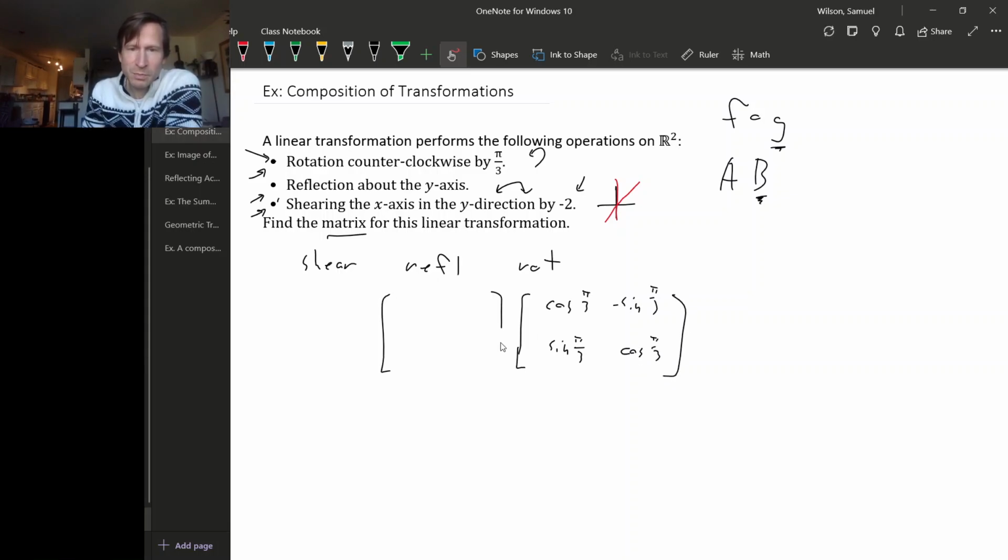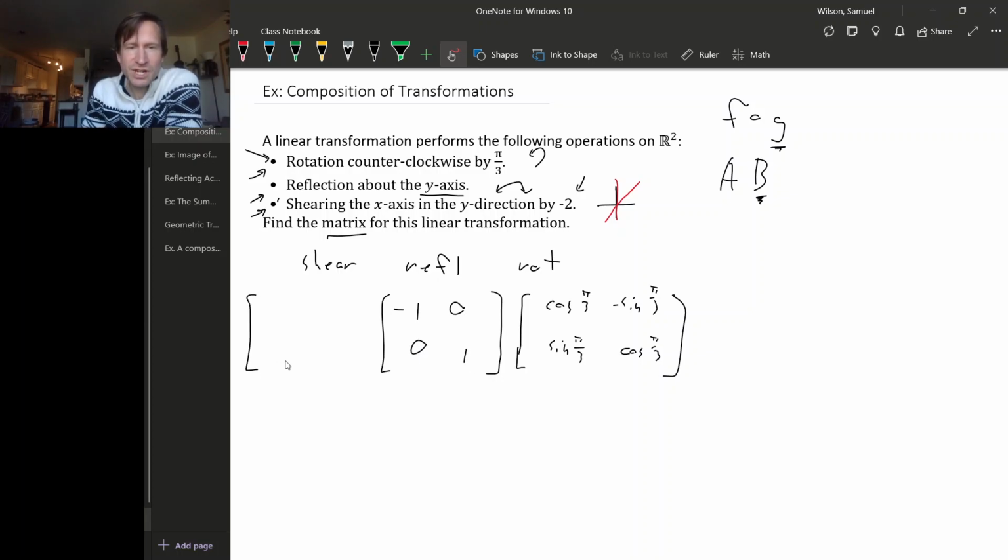For the reflection, remember we put a minus sign on the direction that's being reflected, not the axis that's being reflected across, but the direction that's being reflected. So when we reflect across the y-axis, things are reflecting in the x direction, so it's the x direction that's getting swapped, and so we put a minus sign on the first one in the diagonal.